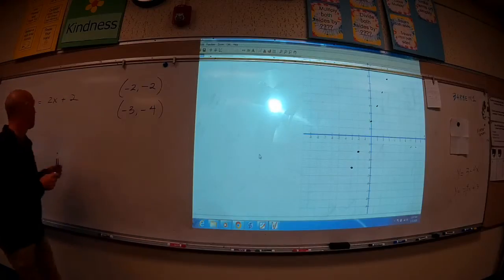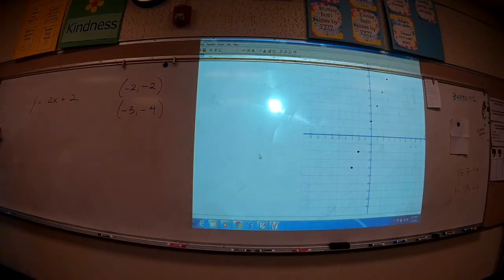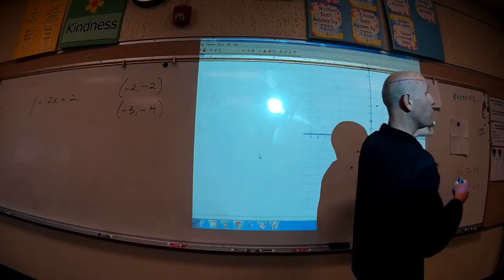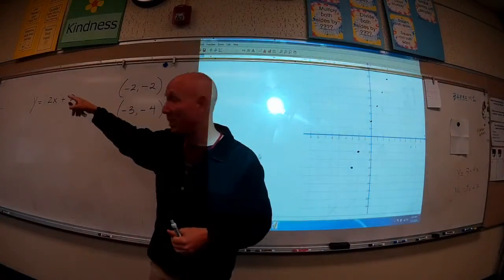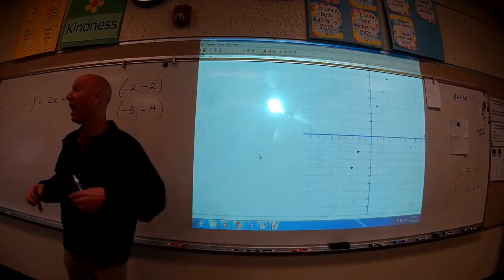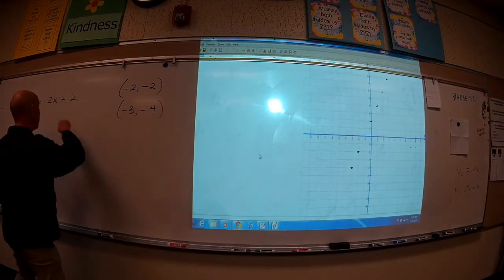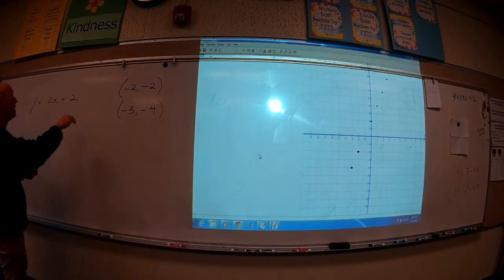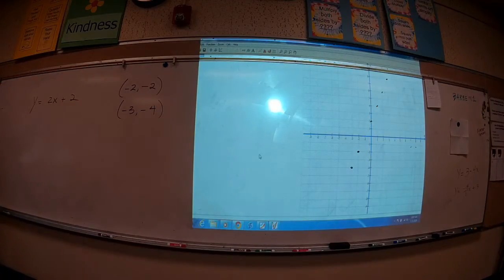Go back. Is this the same as that line? Yes. So we started with this line. I gave you those points. You took those points and you made that table. Is this table the same as that line? Yeah. I then looked at that line and I created this equation. Is this equation the same as that line? Yes. Is this equation the same as this table? Yes.